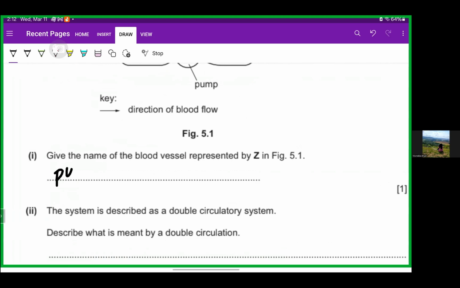And which type of blood is this? It's the oxygenated blood, which has been oxygenated by the lungs and is now being transported to the heart. It's the only vein which carries oxygenated blood.